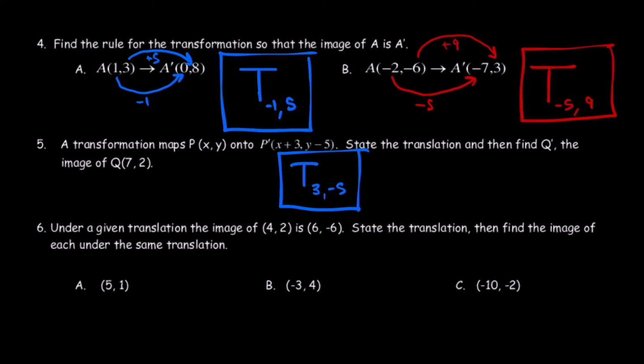Now I need to find the new image. So I'll take the 3, add it to the x. I'll take the -5 and add it to the y. So that'd be a +3, and that's going to be a -5. What's the new coordinate? Q prime. 7 plus 3 is 10. 2 minus 5 is -3.